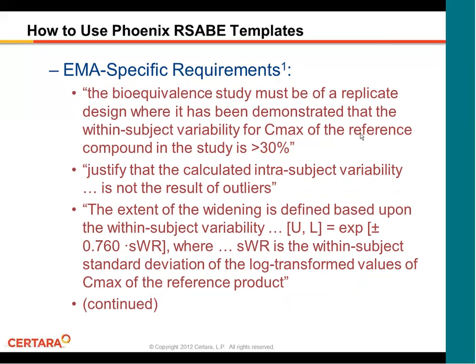You also, though, need to justify that the calculated intra-subject variability is not the result of outliers. So if there are outliers that are creating this variability, you need to remove them.